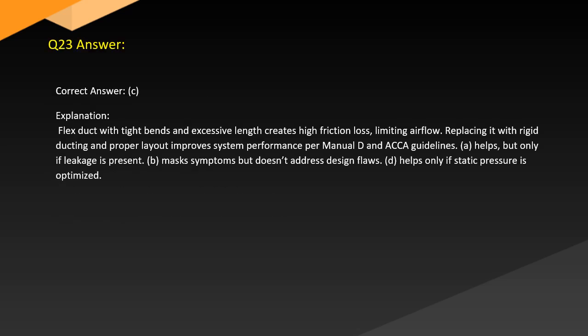Answer. Correct answer: C. Explanation. Flex duct with tight bends and excessive length creates high friction loss, limiting airflow. Replacing it with rigid ducting and proper layout improves system performance per Manual D and the ACCA guidelines. A helps, but only if leakage is present. B masks symptoms but doesn't address design flaws. D helps only if static pressure is optimized.